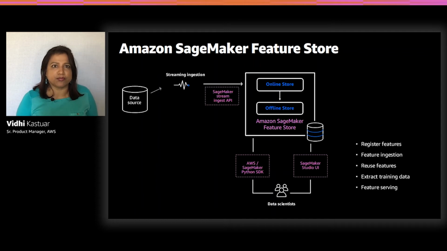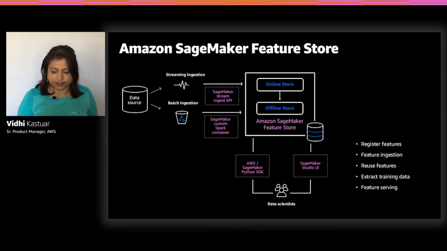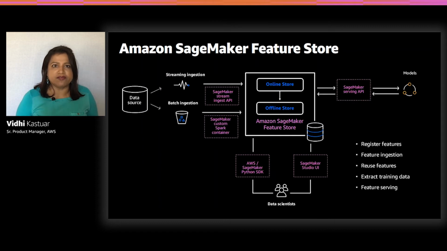The feature store supports APIs for streaming ingestion of data and also provides a custom Spark container that allows you to ingest data in batch. For inference, the feature store provides you a serving API to look up features, and it also makes data available in the offline store for you to execute offline store queries to extract feature data for training or batch applications.